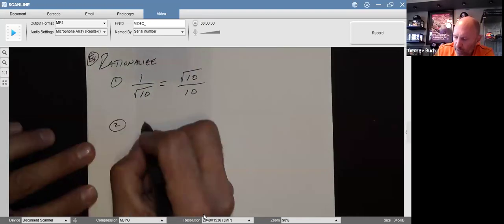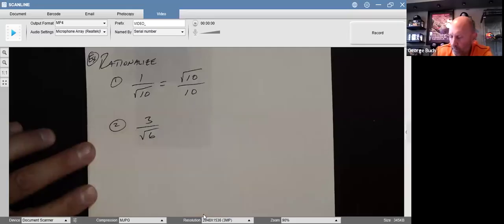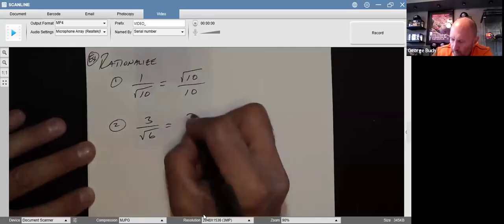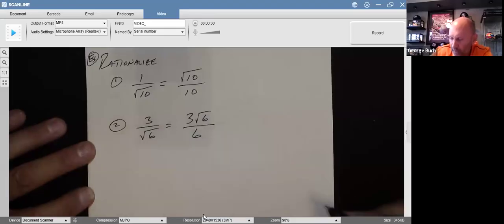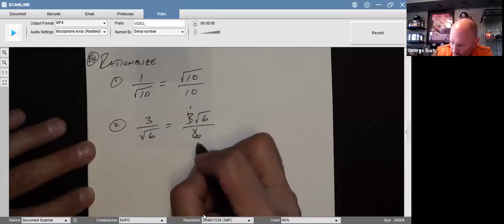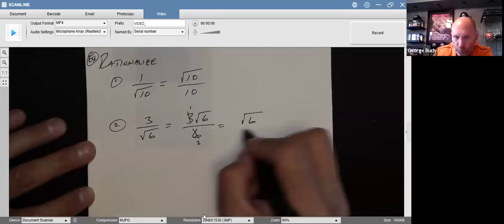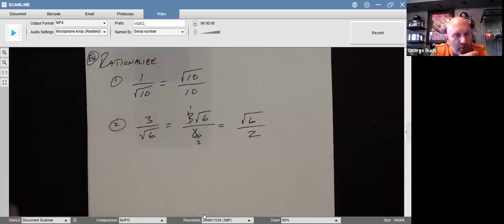What if I have 3 over square root of 6? Well, shortcut, multiply the top by the radical, get rid of the root symbol. But I'm not done. Simplify this guy. I can cancel 3 here is 1, 3 here is 2. So root 6 over 2 would be the answer for this one, fully simplified.